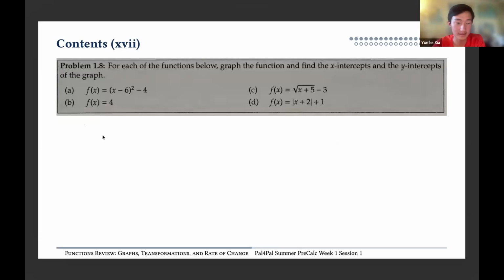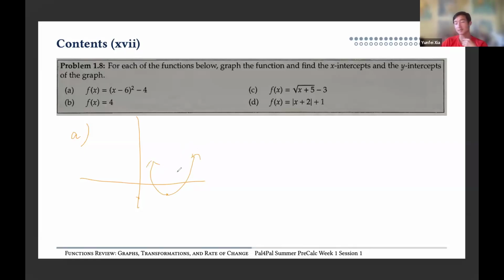Now we have some problems. For each of the functions below, graph the function, find the x-intercepts and the y-intercepts. Graphing it will be pretty hard to put in the chat box. However, you can tell me the x and y-intercepts. You guys know how to graph a quadratic? I can assume you already know that, right? If anyone doesn't, I can explain it. Okay, I'll assume you know that.